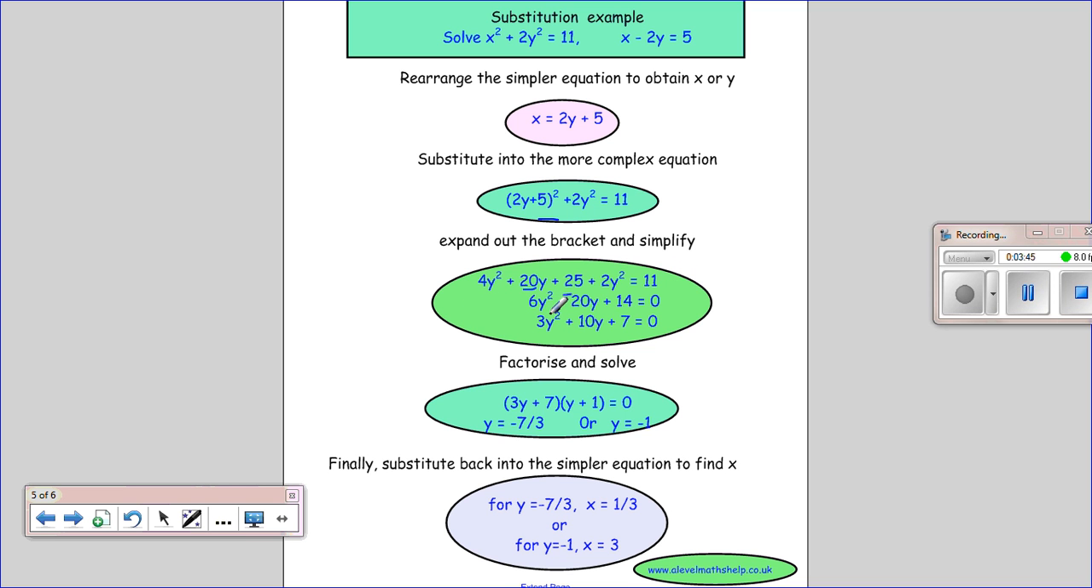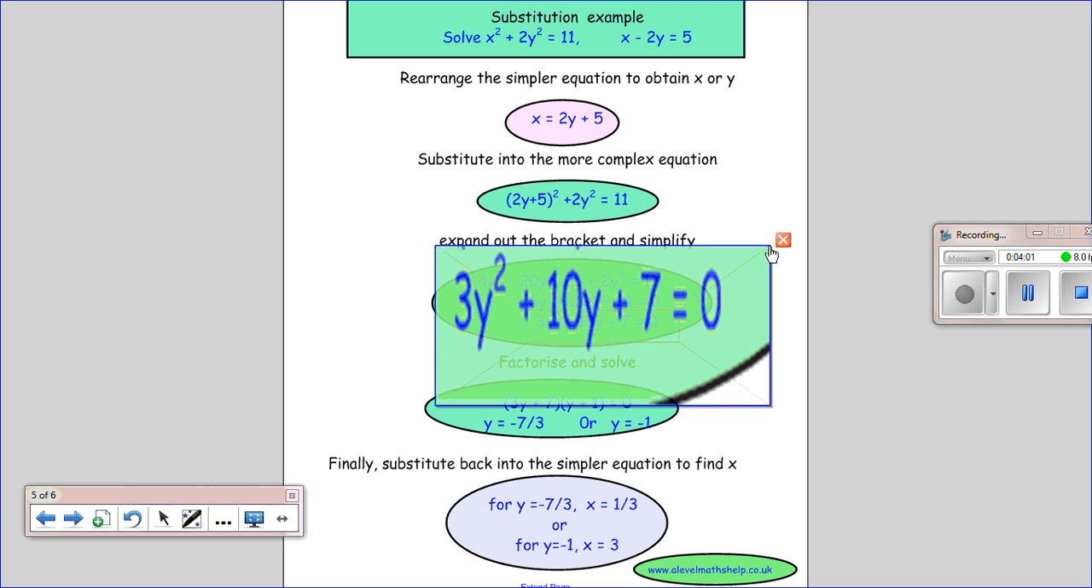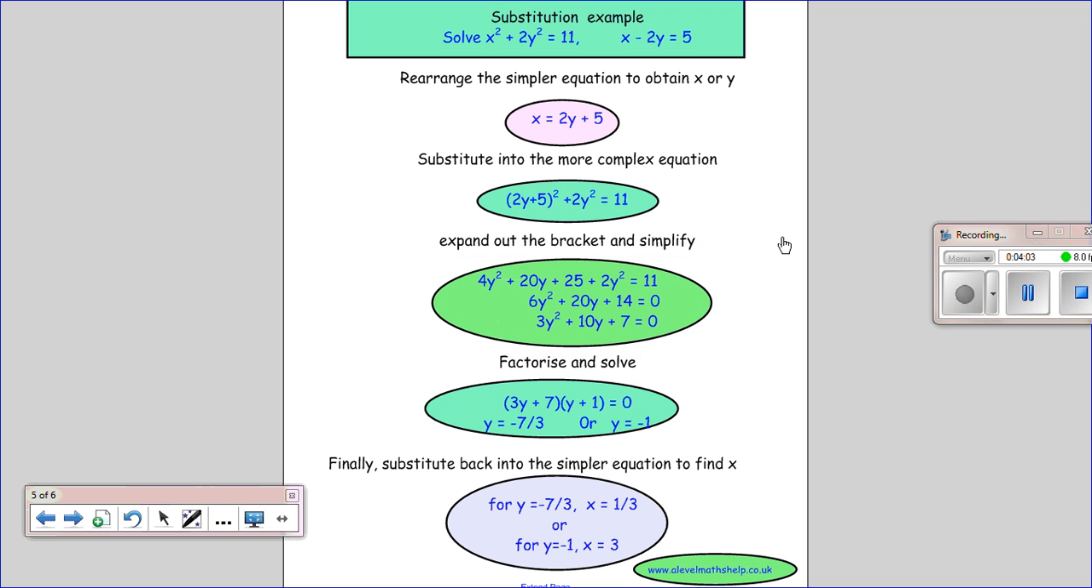So sort it out a bit and you get this. Now hopefully you can see that the 6, 20 and 14 all have factors of 2 in them, so you can then divide by 2 to make your life simpler. And please remember to do that before you start factorizing into 2 brackets, because it's just much easier. So this factorizes into these 2 brackets.